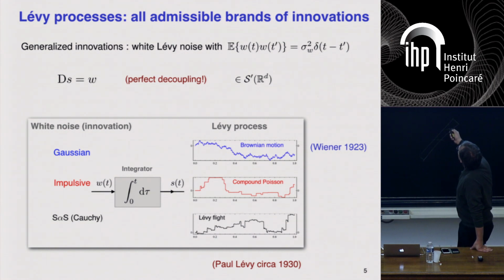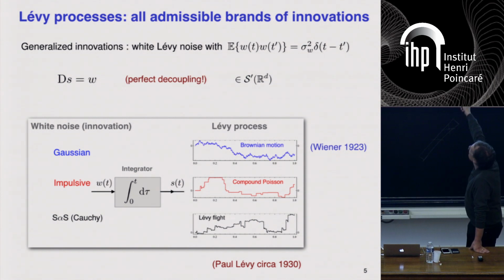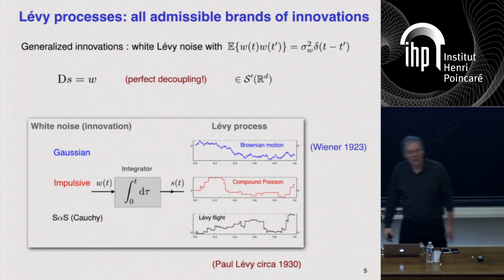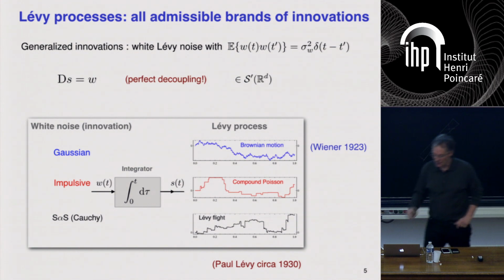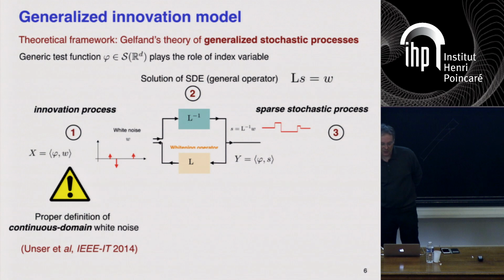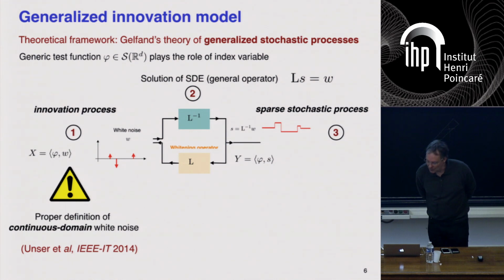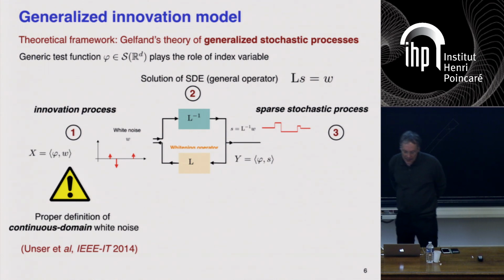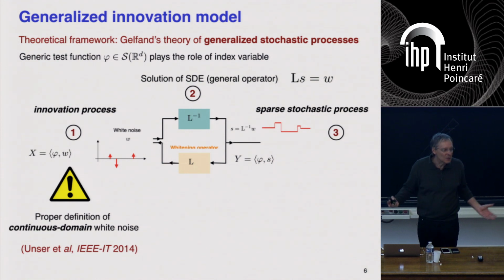I must say that Lévy was not describing it like that. Lévy was working on that side, and defining those entities that are continuous-domain white noise is a little scary. It requires some math, but it can be done, with the help of generalized stochastic processes. There's a very nice framework that was developed by the Russian school of mathematics, especially Gelfand, where the stochastic entities are not necessarily functions.